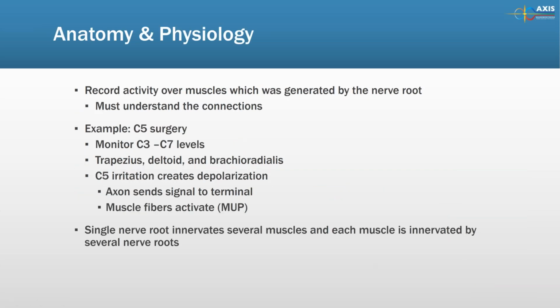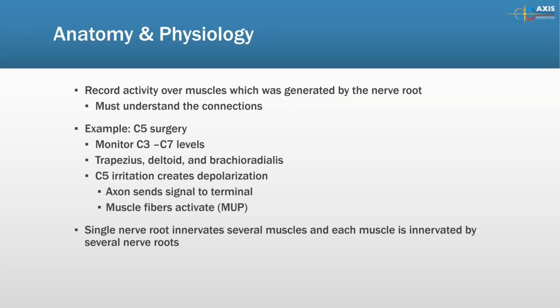So just a brief anatomy and physiology. EMG records activity of muscles, which is generated by the nerve root. For example, for C5 surgery, we need to monitor 2 levels above and 2 levels below. I'm going to go over the myotomes later and show you the diagram. It's not a fixed one root supplying one muscle; there's always overlap.